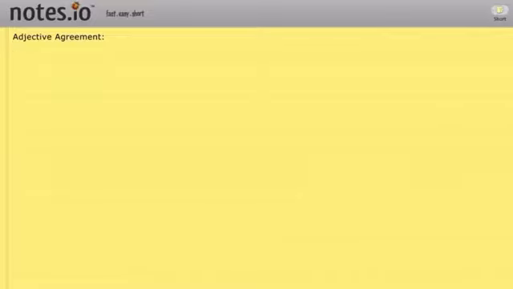We're going to talk about adjective agreement. So first, it's important to define an adjective. An adjective is a word that describes a noun. If you remember, a noun is a person, place, or thing, so an adjective is essentially a descriptor word.